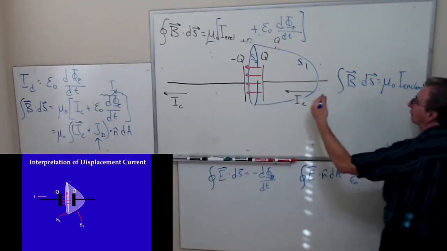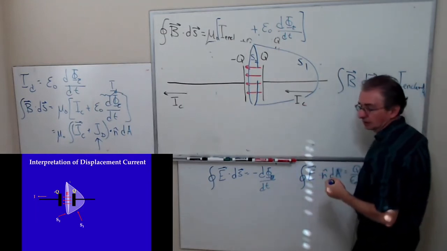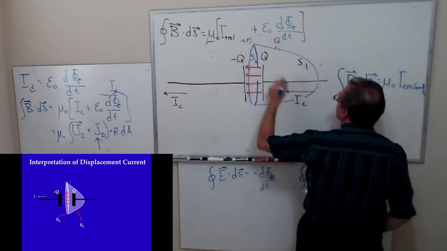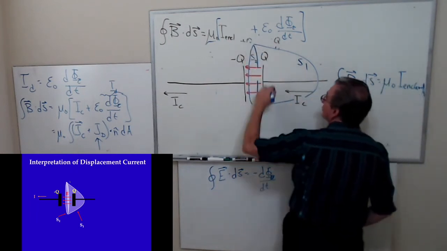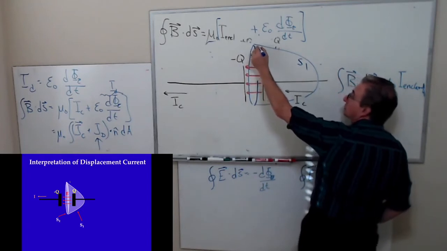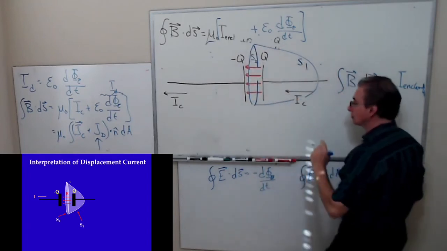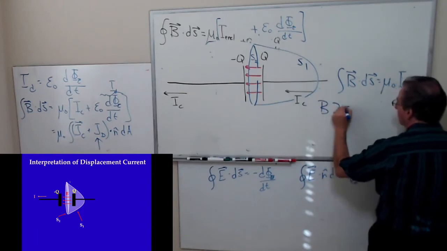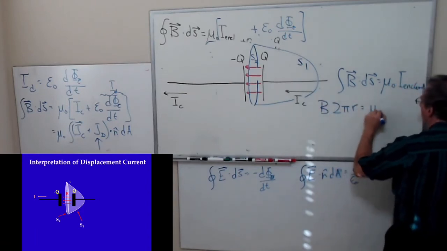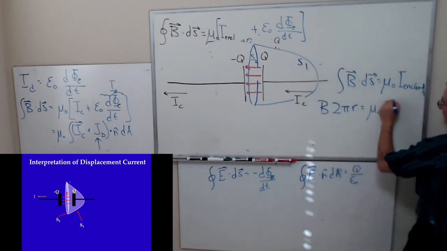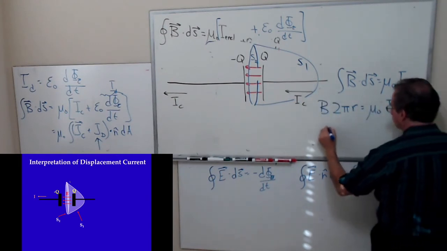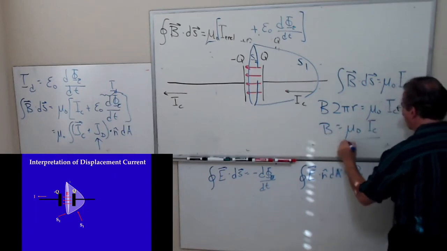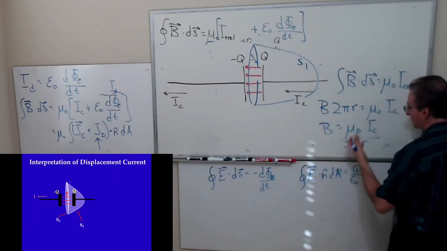And again, we know that the field is going to be symmetric around this loop. Remember, we're looking at this loop, and we're looking about this surface that encloses the loop. So this can give me just B times 2 pi r equals mu naught times what's penetrating, the conduction current. Which is what we had before.